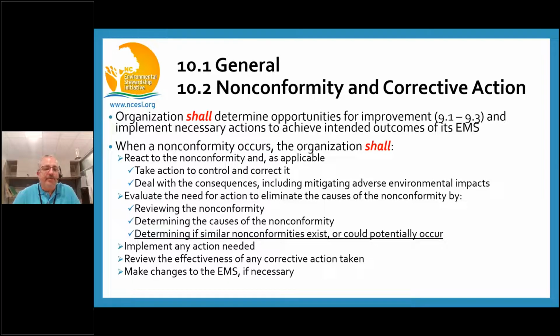You can also implement any action needed, of course. Review the effectiveness of any corrective action taken. Was it indeed effective? How can you improve upon that? Make changes to the EMS if necessary. Again, I mentioned that. So the organization should consider the results from analysis and evaluation of environmental performance, evaluation of compliance, internal audits, and management review when taking action to improve. Now, examples of improvement include corrective action, continual improvement, any breakthrough change, how about innovations, or even reorganization?